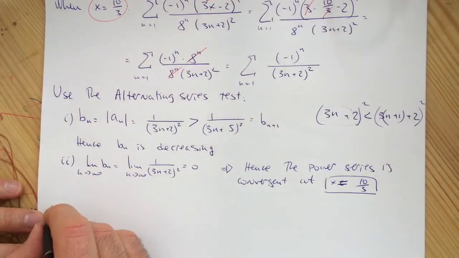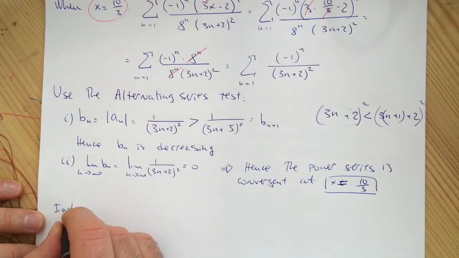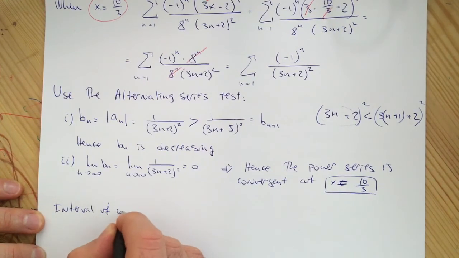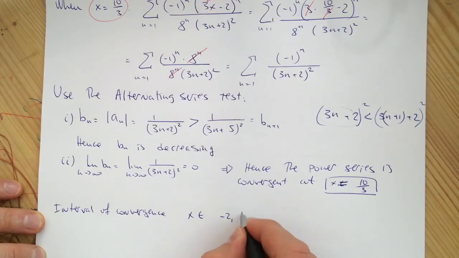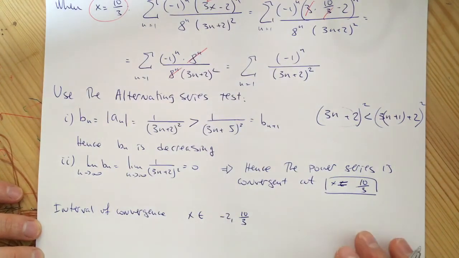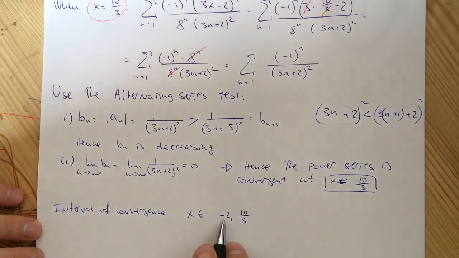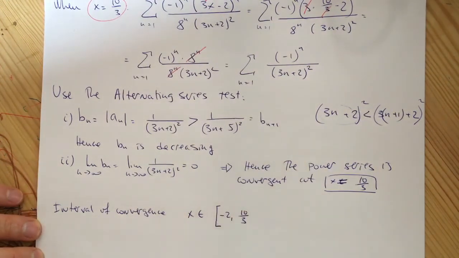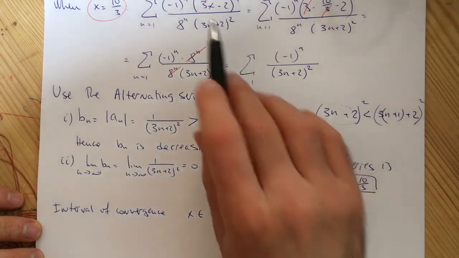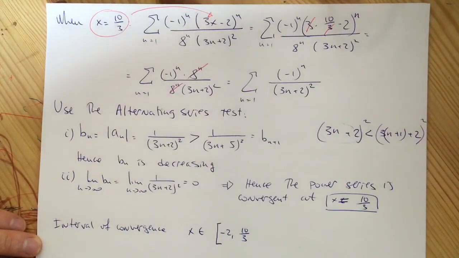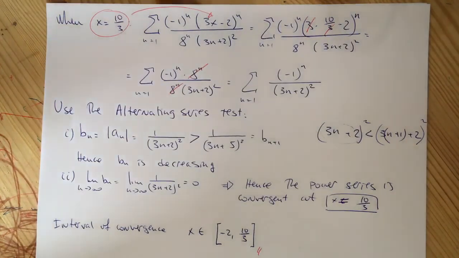Finally, you conclude that the interval of convergence are all the x's between -2 and 10 over 3. But even more important, we tested -2, we got that it's convergent at -2, so that means that -2 belongs to the interval of convergence. And we also showed that when x is 10 over 3, the power series is also convergent. So that means that the right-hand point will fit in the interval of convergence.